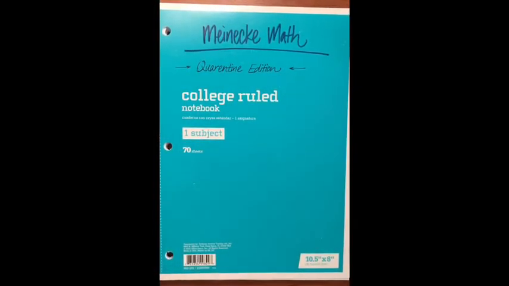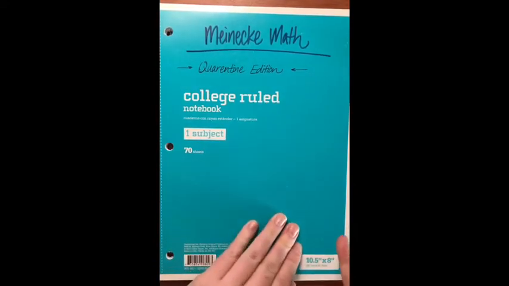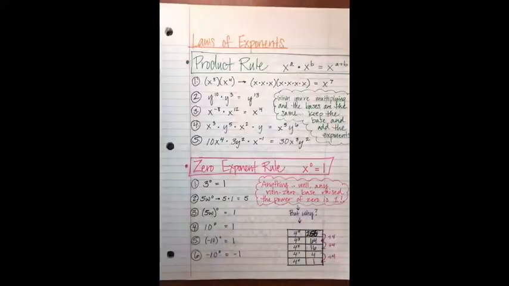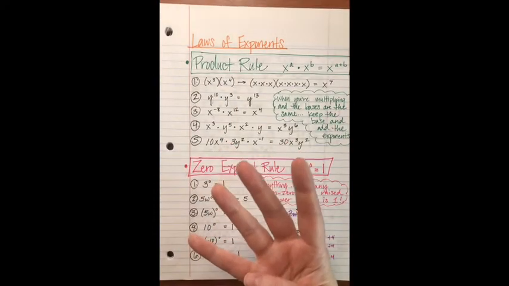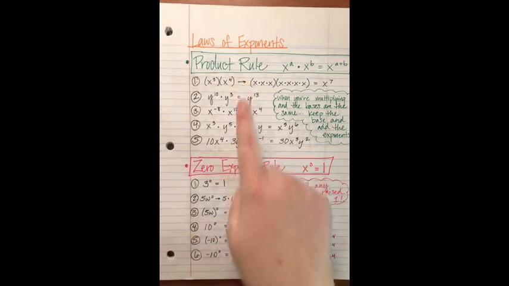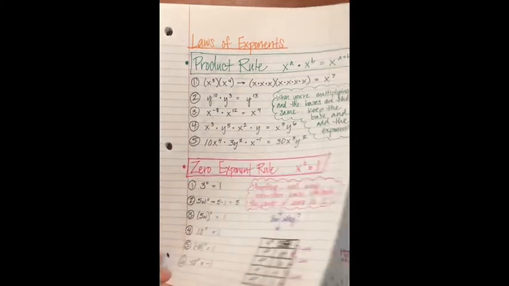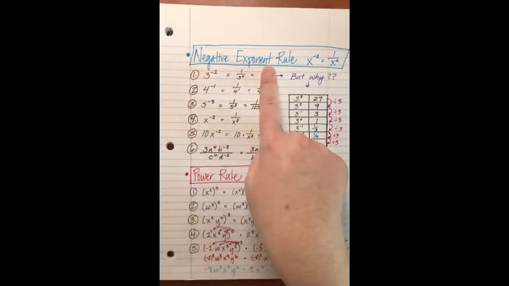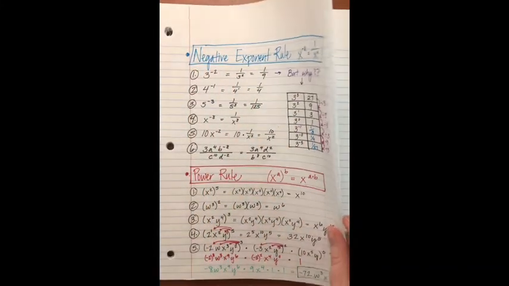All right, let's finish up our laws of exponents. So in the last video, I just kind of reviewed the first 4 laws that we learned in class: product rule, zero exponent rule, what to do with negative exponents, and then the power rule. So the next thing we need to do is called the quotient rule. So let's write that in.